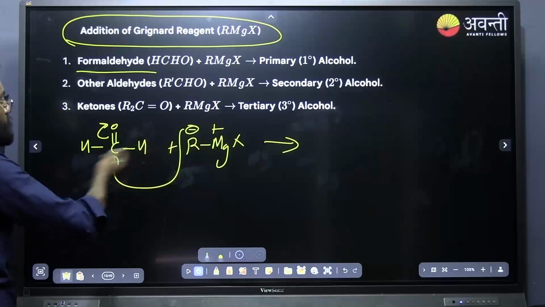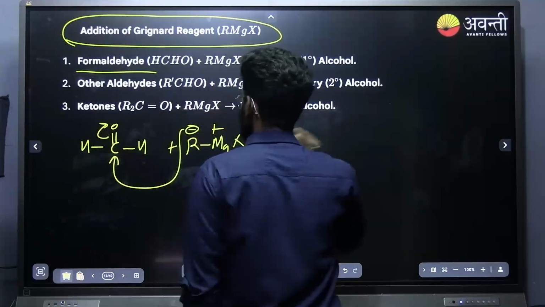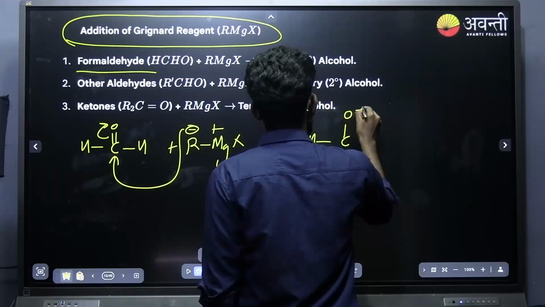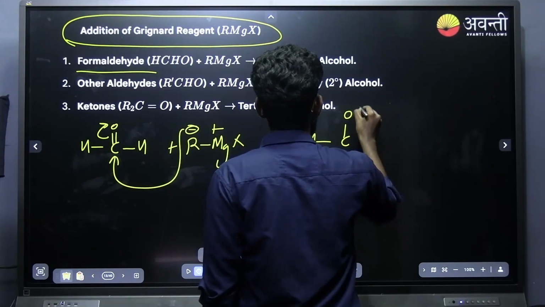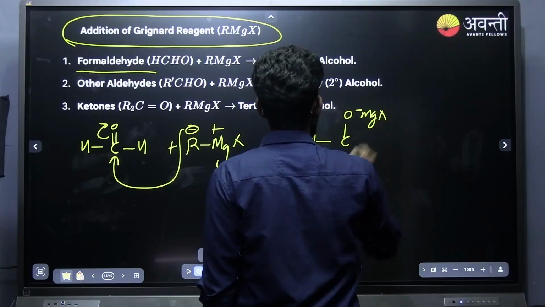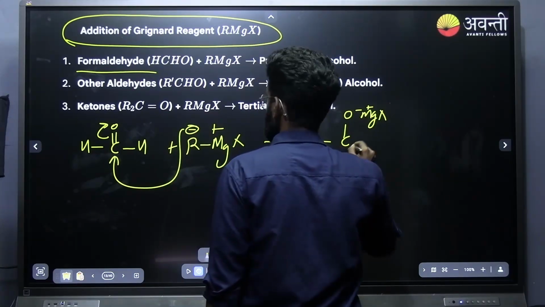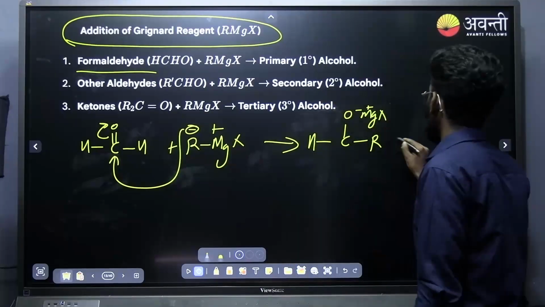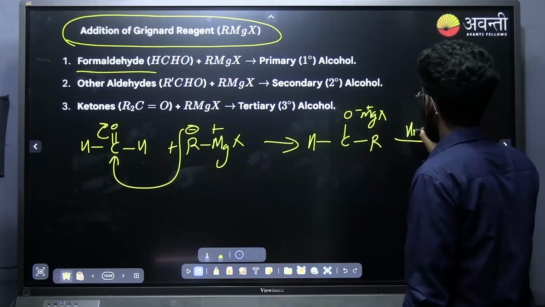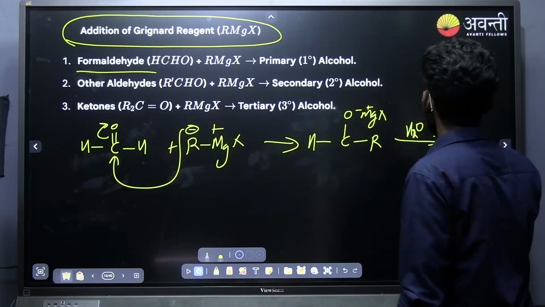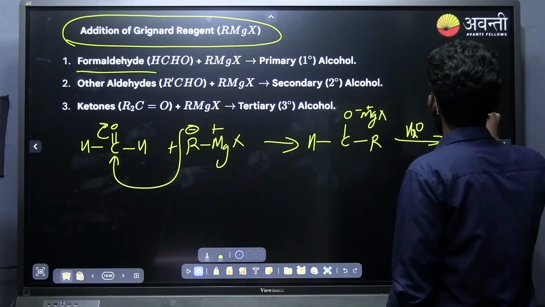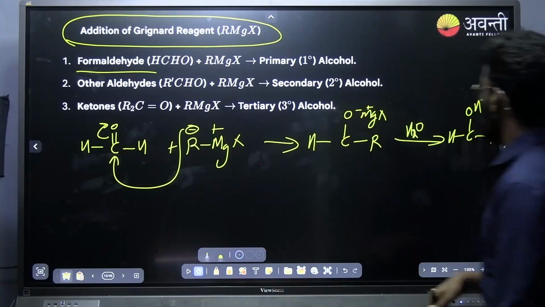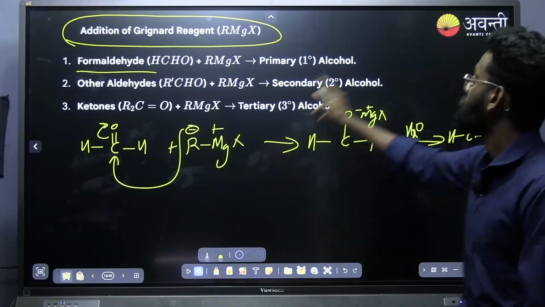And as a result, what you can see? H, C, O minus, and this O minus will catch the MgX part, and the carbon will be attached to the alkyl group. Now on treating this with water, water hydrolysis, what will you get? You will get the primary alcohol. So from formaldehyde, I got primary alcohol.